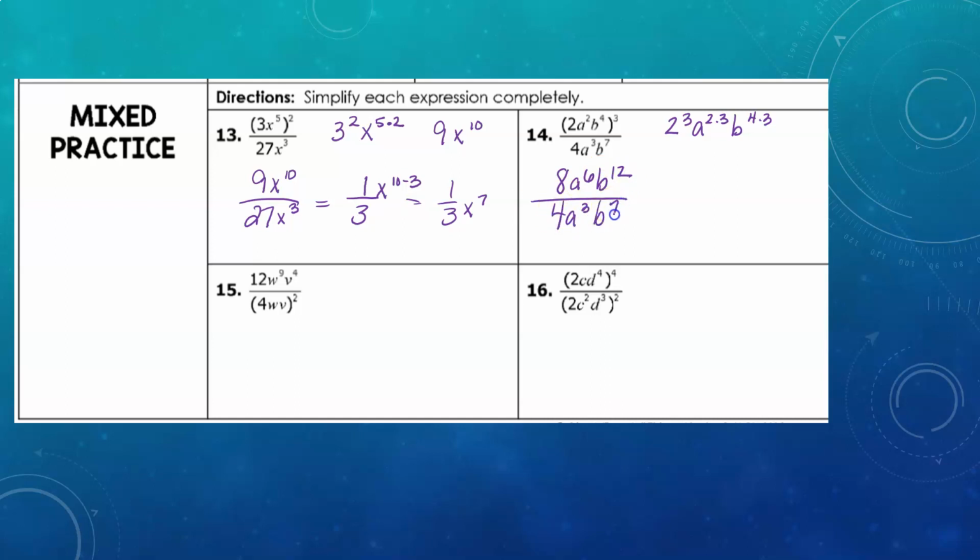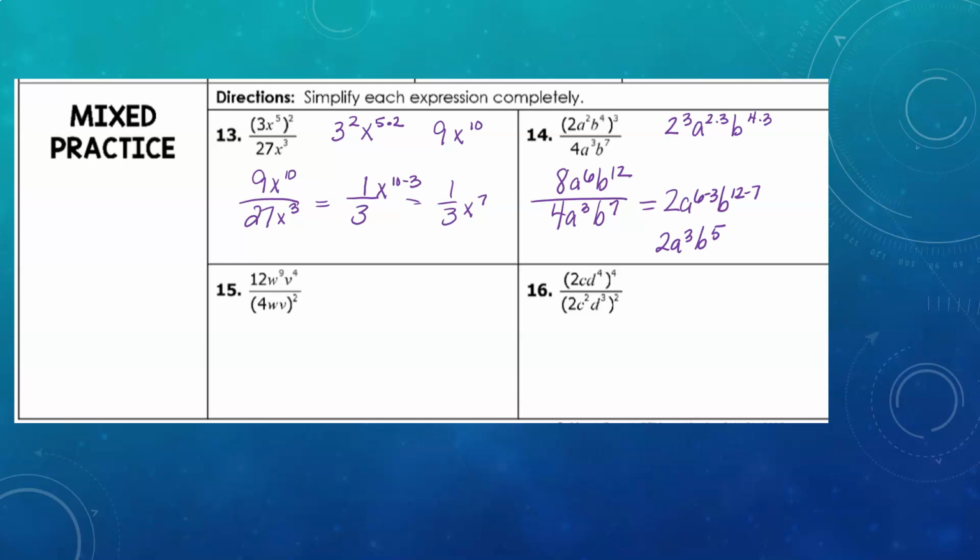Now we're going to divide. So 8 divided by 4 is 2. A to the 6 minus 3 power, b to the 12 minus 7 power gives me 2a cubed, b to the 5th. One thing at a time.